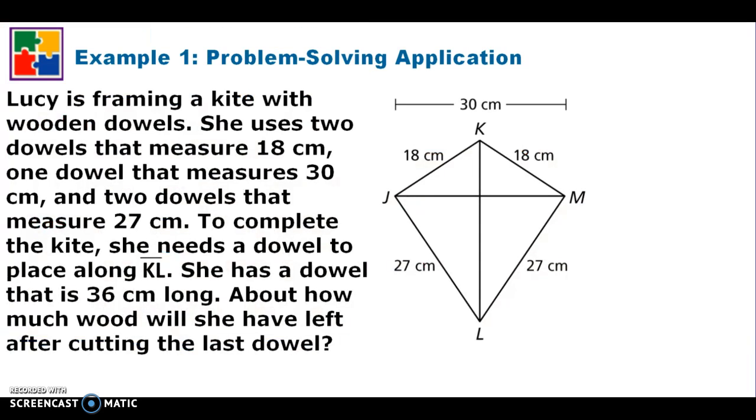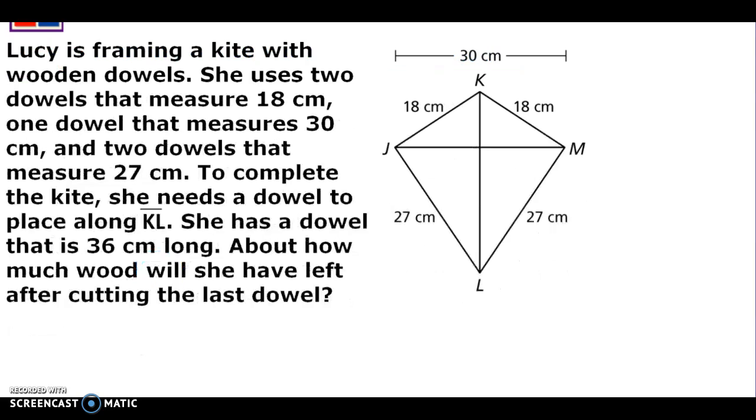We have an example. On your page, KL isn't printed on there, so you'll have to write that in. It's just a space. So what are we looking for? The length of the dowel. So we're looking for KL, and for how much Lucy will have left after cutting the last dowel from 36 centimeters.